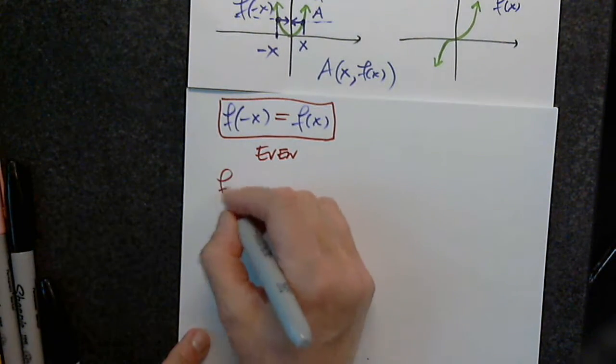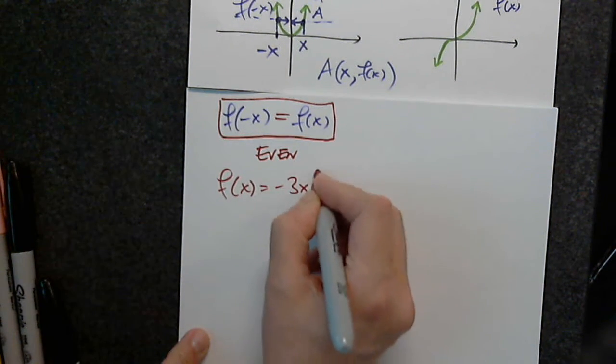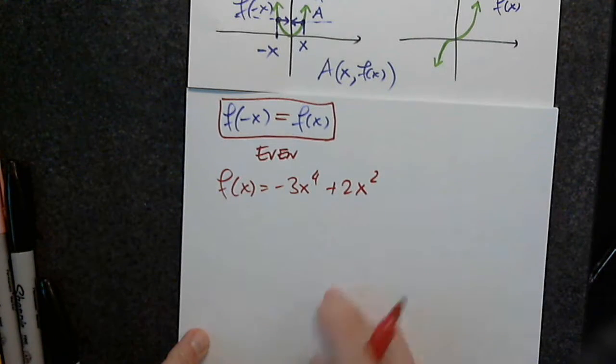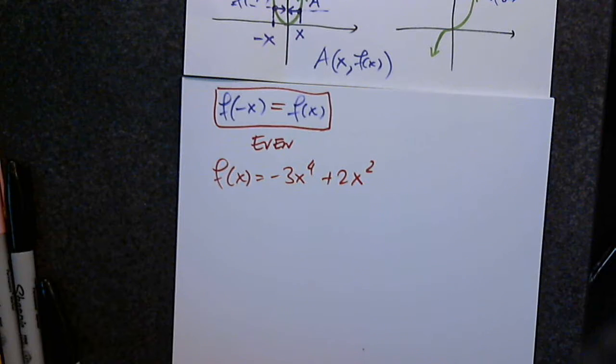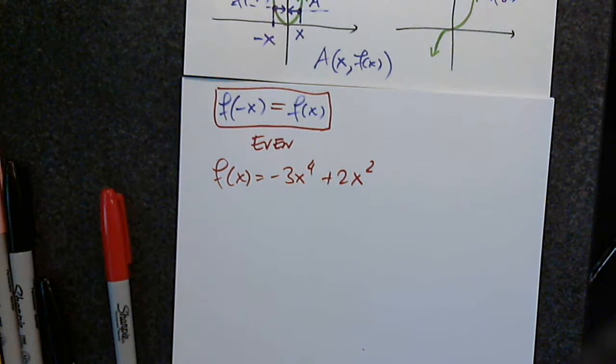Here's an example. f of x equals negative 3x to the 4th plus 2x squared. Do you think this function is even? Let's say we don't know. Even if you can tell, that's fine. But let's say we don't know.